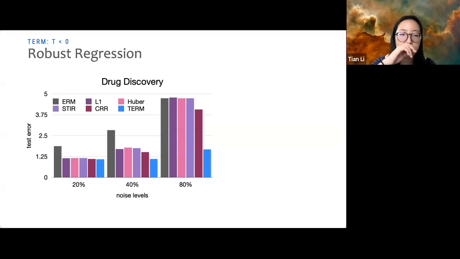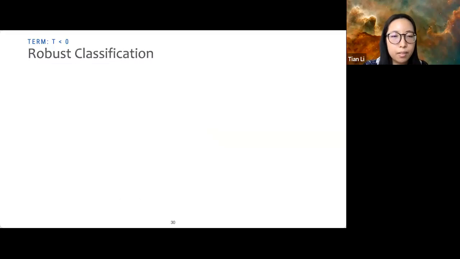And some other recent methods like CRR, consistent robust regression, and STIR, I think those are based on some hard thresholding. And then when the noise level increases, especially when we have 80% of the noise, TERM is much better than the other baselines.